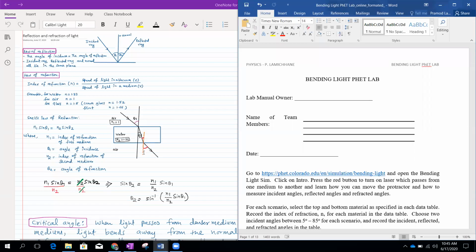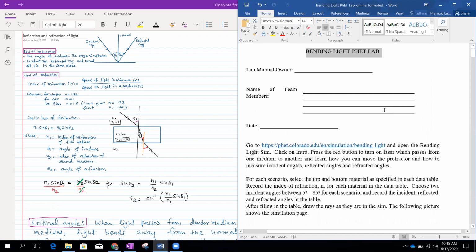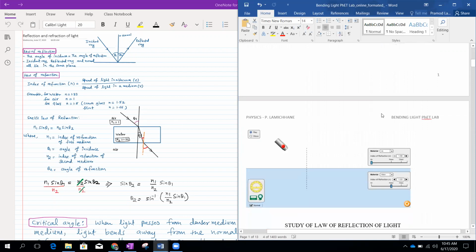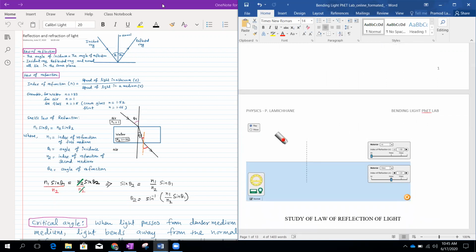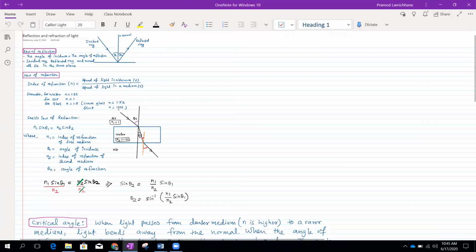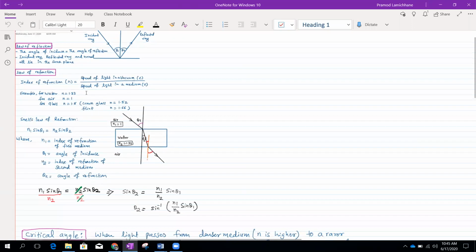Hello. So today I'm going to talk about the bending of light in the PhET simulation lab. So how to work on the lab. Before I get to the lab, let me go over some of the concepts.